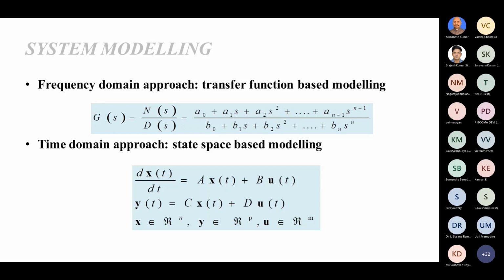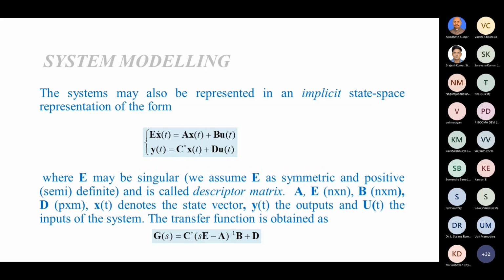If p is the output, then there will be p outputs and there will be m inputs. u is the input to the system. Then the system may also be represented in implicit state space representation form as shown in this equation, where E may be singular. We assume E to be symmetric and positive definite or semi-definite, and it is called the descriptor matrix. A and E have order n cross n, B will be n cross m, where m is the input, and D would be p cross m. Normally we assume D is equal to 0.